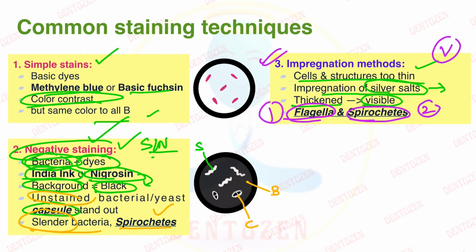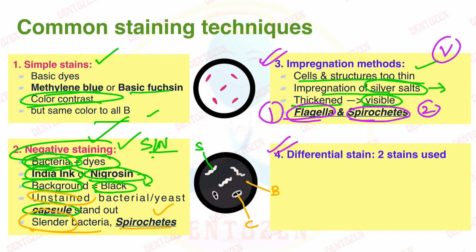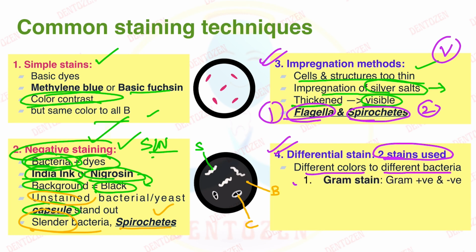Fourth is the differential stains. Here two stains are used. They will give different colors to different bacteria. So let's see the example. First is gram staining. Here the bacteria are divided as gram positive or gram negative based on the color they take up.